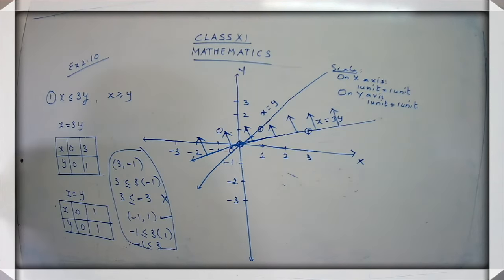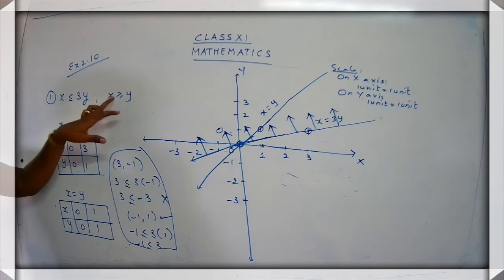Okay, have you completed? Just complete the arrows. You have to draw an arrow. So we have not completed the graph till now. We have just found the area for the first part. Okay, now let's go for the second part.